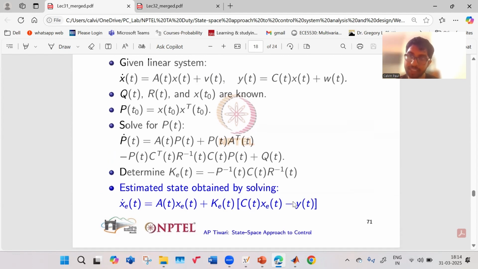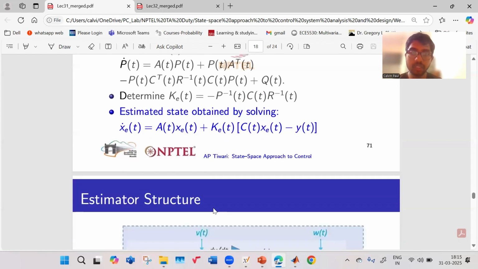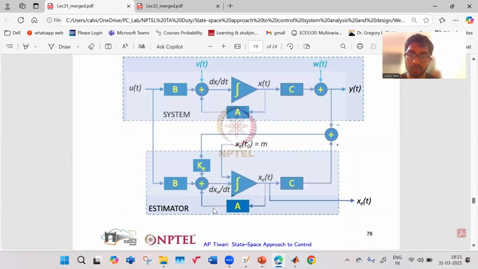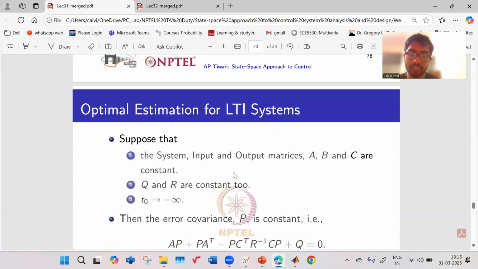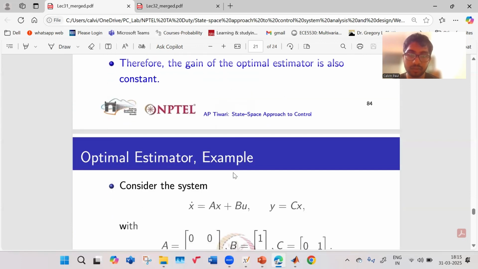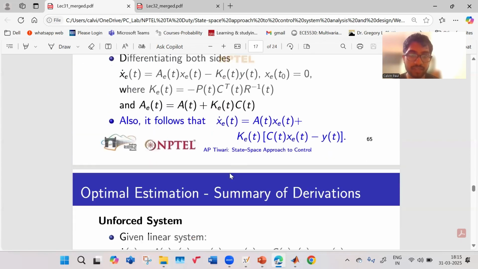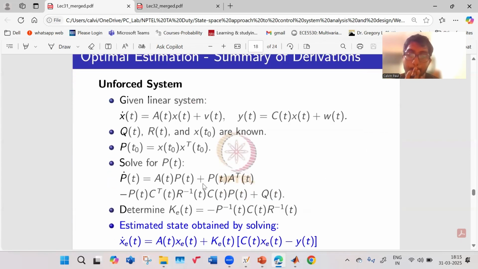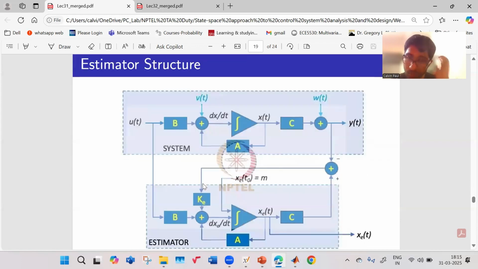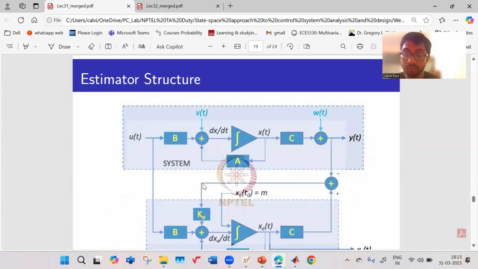If you see this algorithm, what you will understand is that your gain K, which is used over here, is changing with time. It is dependent on time, right? Similarly, when we consider a forced system, for a forced system also we will get similar equations. This is shown over here.